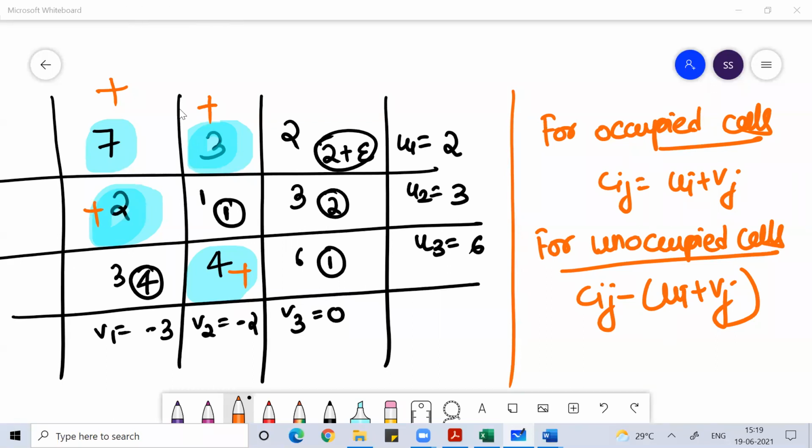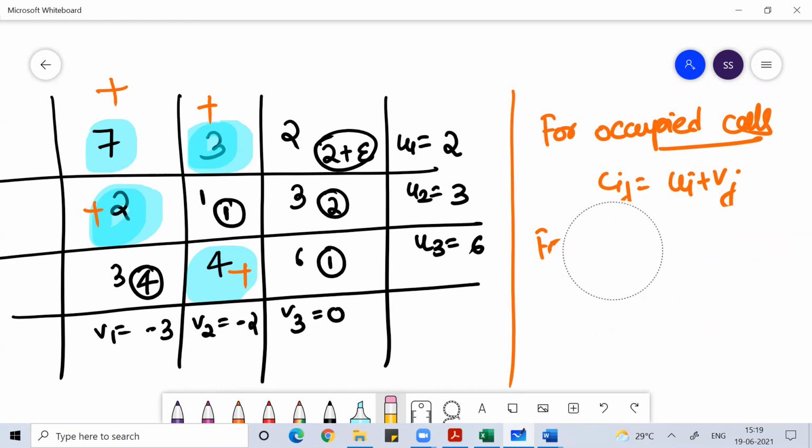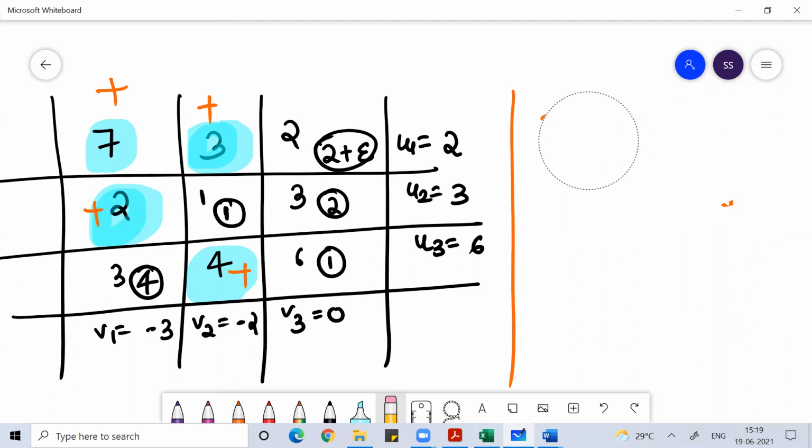So for the occupied cell you got this, and for the unoccupied cell we use this formula. You can check this. Once you check these values, guys, your work is done. You can see for the unoccupied cells I'm getting positive values. So once that part is done, it means my solution is optimal. So if my solution is optimal, I can find my optimal cost.